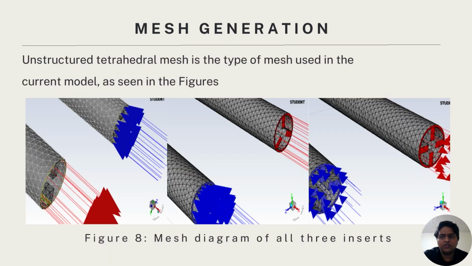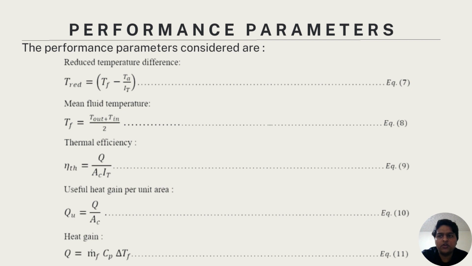Unstructured tetrahedral mesh is used as it guarantees the best discretization of the U2 model. Finer mesh sizes are used at the working fluid zone over the U2 bend and along the working fluid boundary layer, as shown in the figure. Reduced temperature difference, mean fluid temperature, thermal efficiency, useful heat gain per unit area, and heat gain: these are the equations used to evaluate the performance of our study.